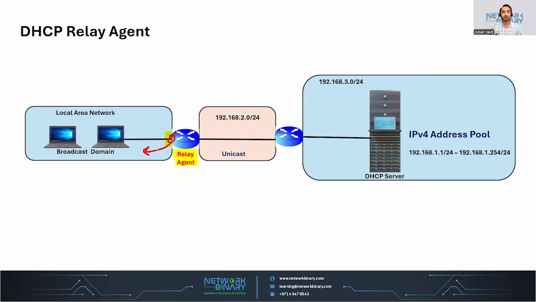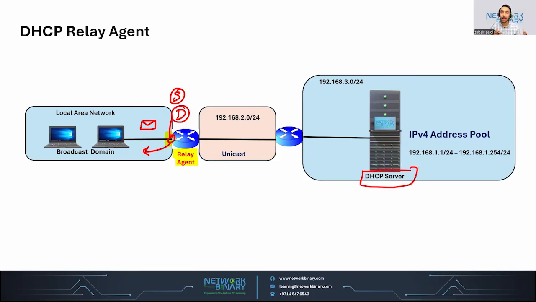This interface receives the DHCP broadcast messages, and in order to forward this message toward the server, it changes the IP addresses inside the layer 3 header. It says, I'm going to change the source IP address. I'm going to use this interface's IP address as the source IP address. And what about the destination IP address? The destination IP address uses the server IP address.